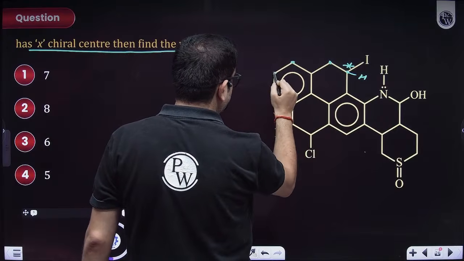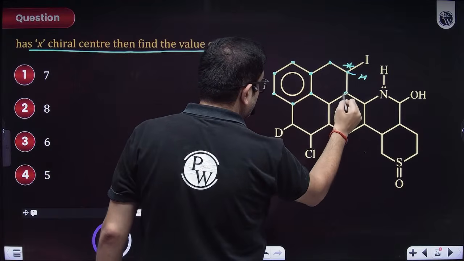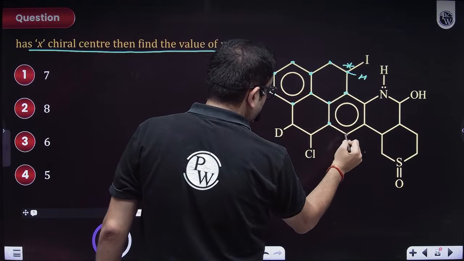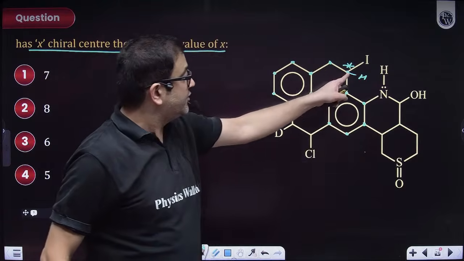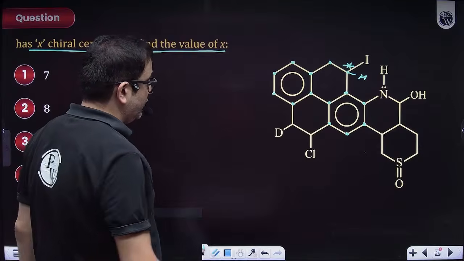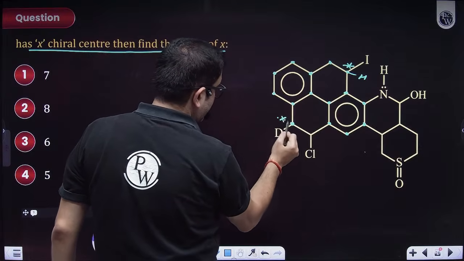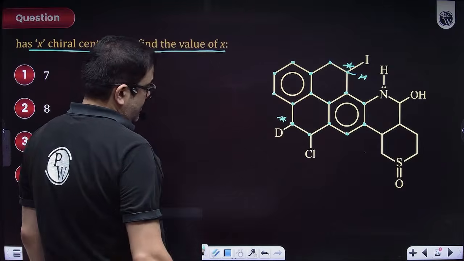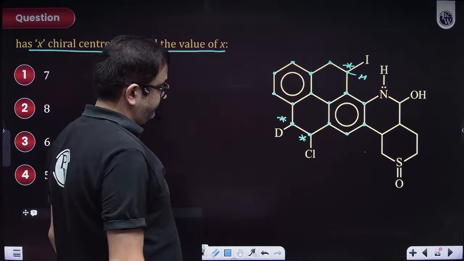Let us just draw them. Because there are many carbons, whatever we are discussing, since these are all sp2 and that one was sp3, that is definitely chiral. Now what else? This one. Benzene, C. So this is also chiral. This one, yes, this is also chiral because it will be having H also.